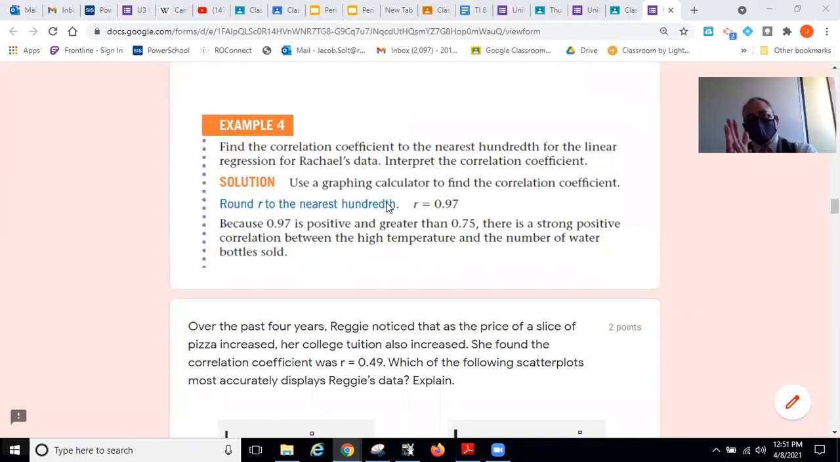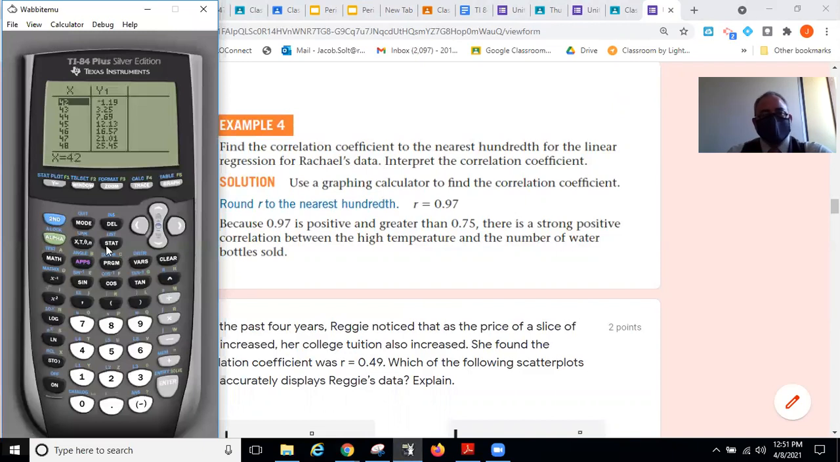Okay, now we're going to talk about correlation coefficient. We're going to find the correlation coefficient to the nearest hundredth for the linear regression of Rachel's data. Interpret the correlation coefficient. To do this, we're going to use a graphing calculator. I'm not going to show you how to do this by hand. You can all take a sigh of relief. Let me show you though. It's actually kind of tricky on how to make this happen using your calculator.